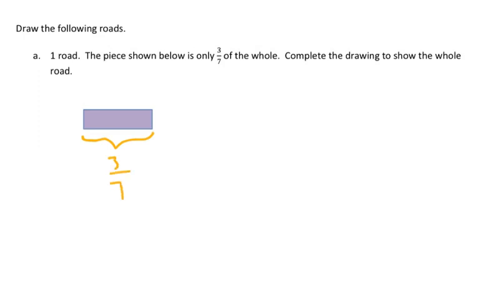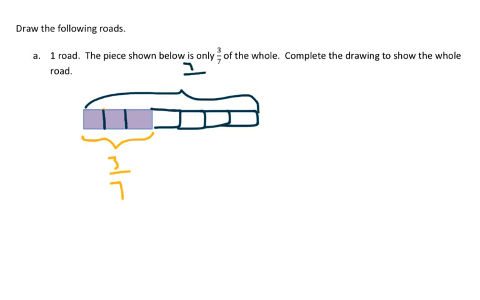Let me change the color here. Please imagine that those are equal parts. So if that is 3/7, I know that the whole road needs to be 7/7, so I need to add 4 more sections. So this whole thing would be 7/7. The whole road is 7/7. They gave us the beginning fraction of 3/7, and now the whole thing is 7/7.